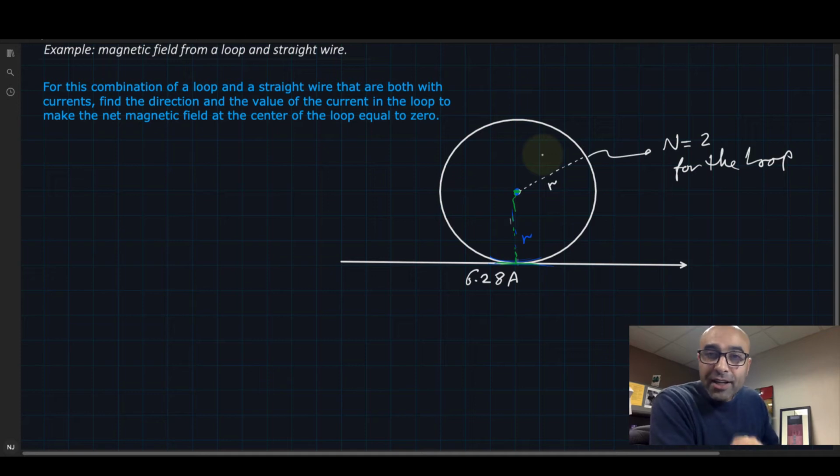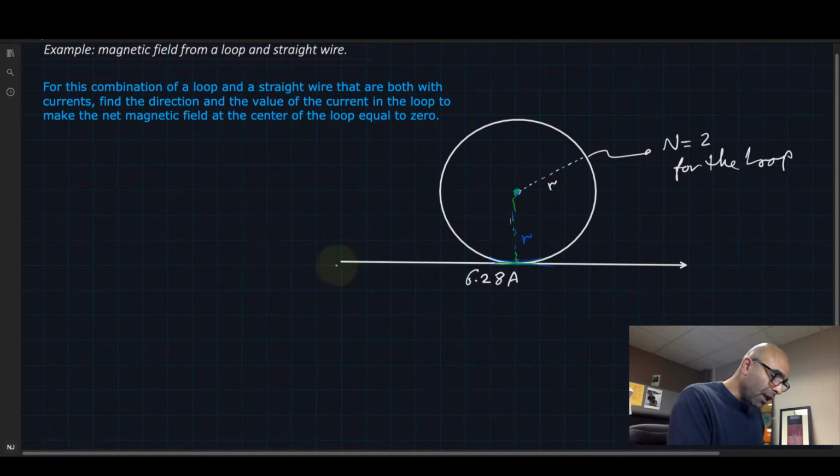Hey everyone, let's check out this nice example together. In this example, we have two currents. One is carried by a straight long wire, and the current value here is 6.28 amps. And another one is carried by a loop. We don't know where it's heading, clockwise or counterclockwise. This current could be going this way or this way.